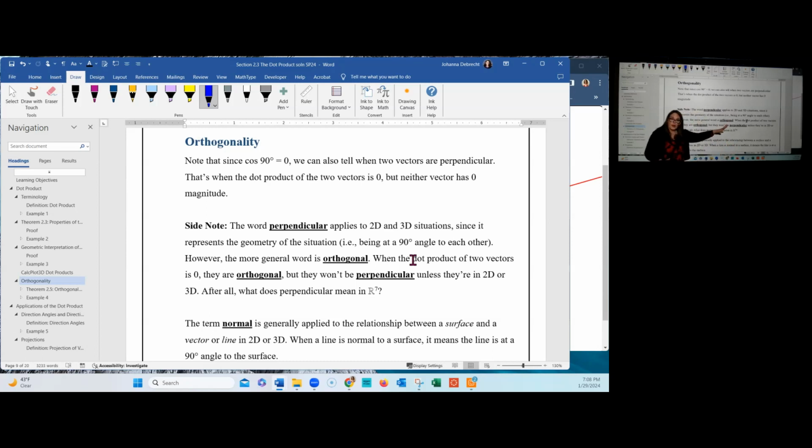So when the dot product of two vectors is 0, they are orthogonal. If they're in 2D or 3D, we also say they're perpendicular. But if we're in 7D, we just say they're orthogonal, right?